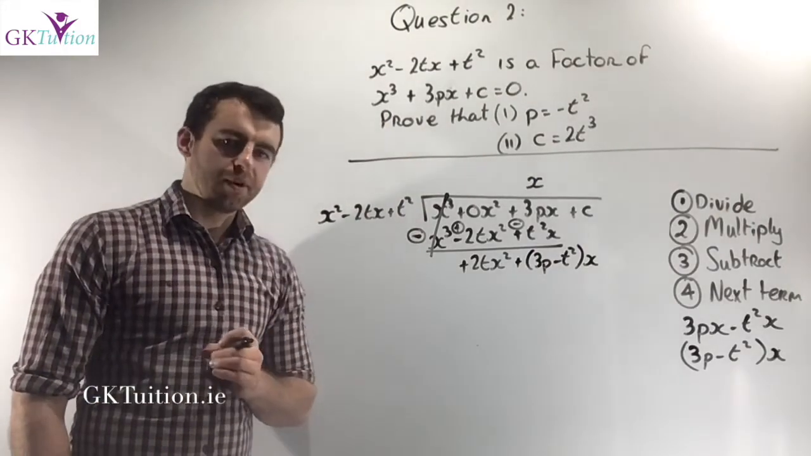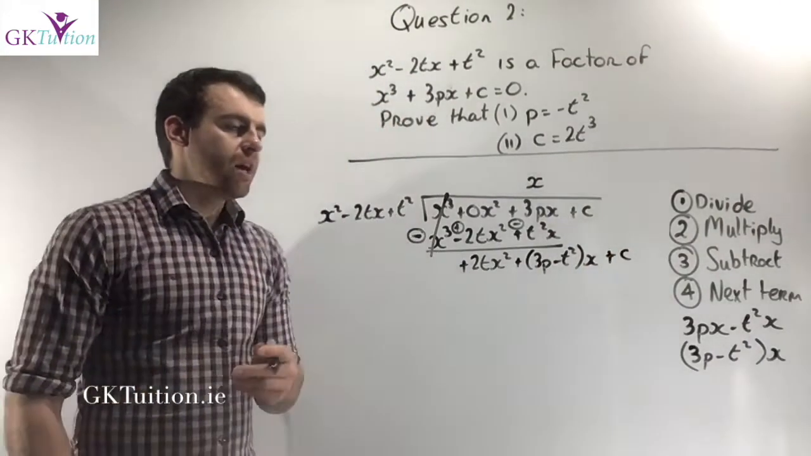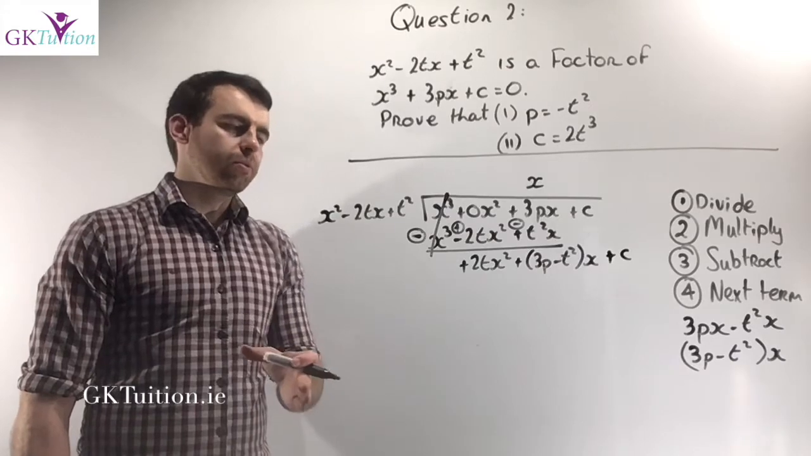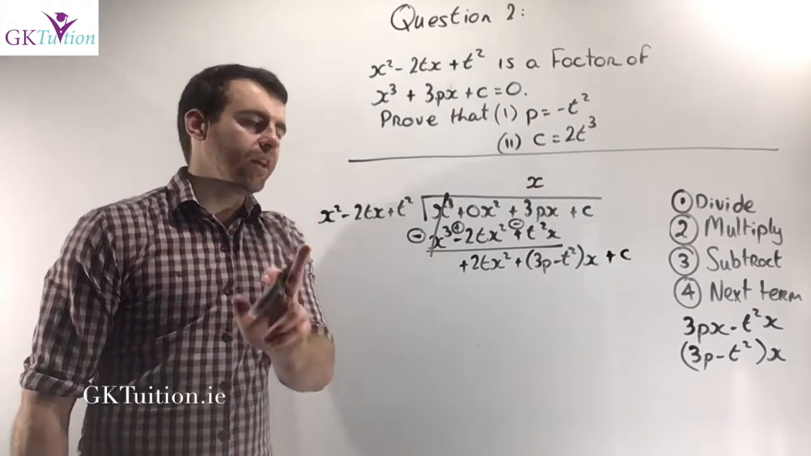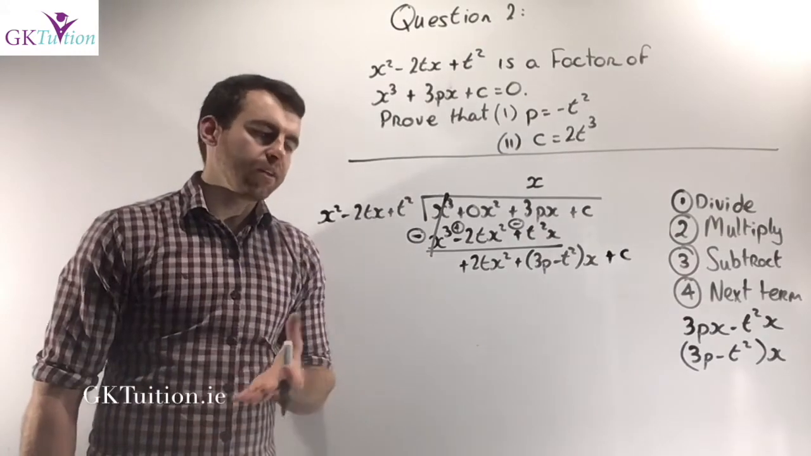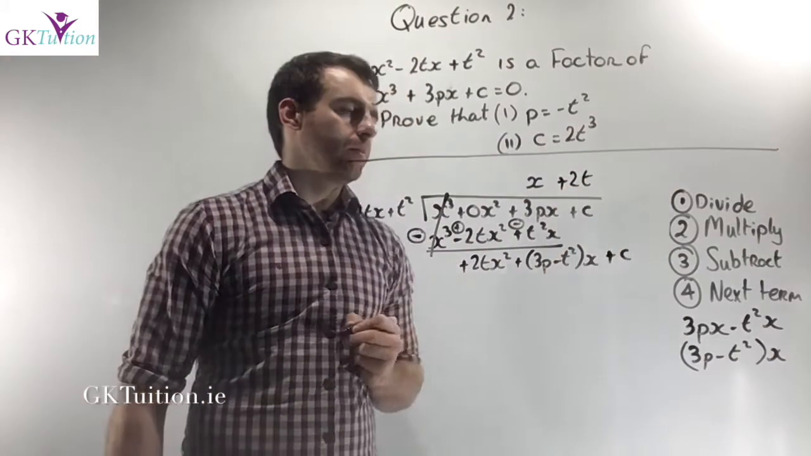The fourth step in long division is to take down the next term. So I'm just going to take down my plus c, and now I'm ready to start the process all over again. The first thing I'm going to do is divide. You take the first thing here and divide it into the first thing here. x squared into 2tx squared. The x squared divides into itself, and I'm left with plus 2t.